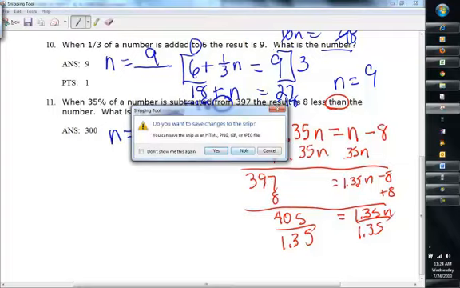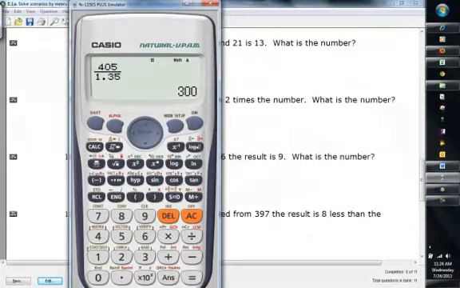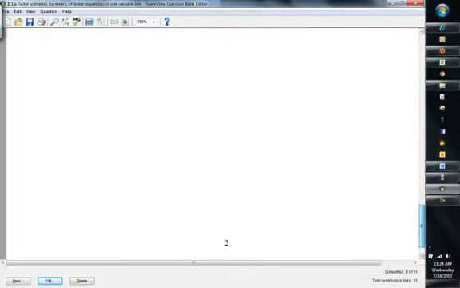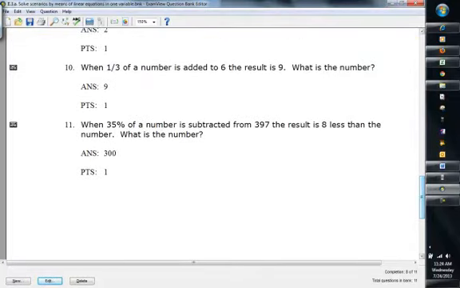Next one. Oops, I guess that's it. So this is 2.3.A, solving scenarios with linear equations.